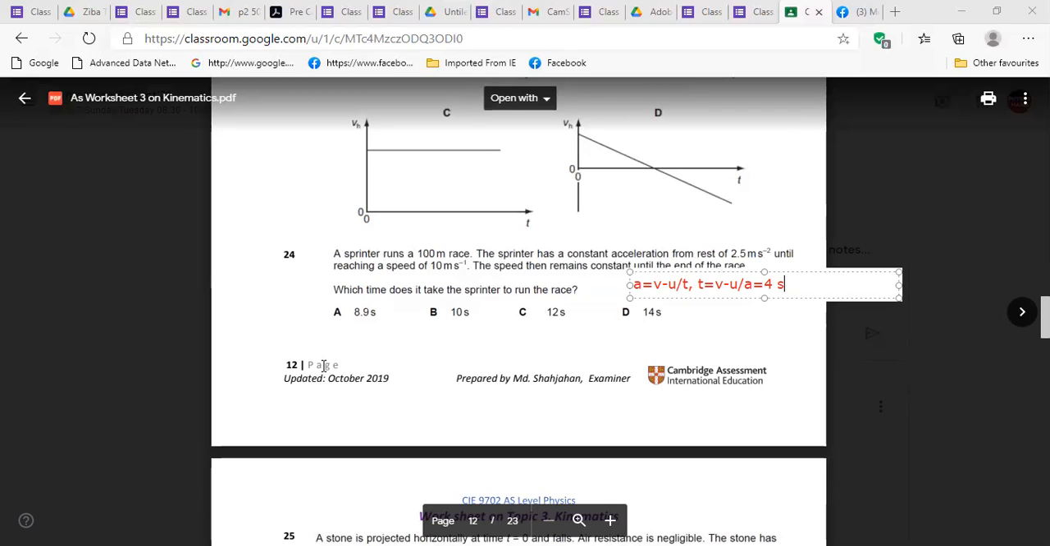We have written here v square is equals to, that one I already explained. v square equals, one side is 20, another side is 100.